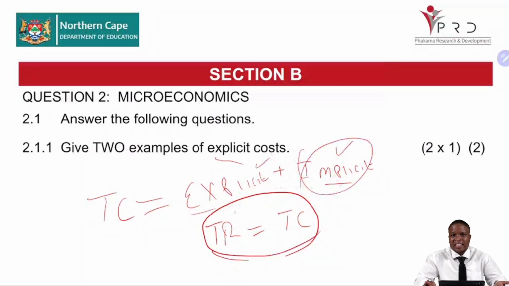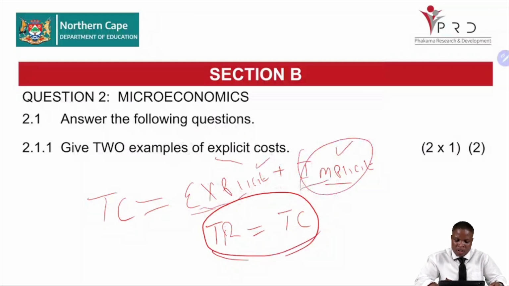So let's look at an implicit cost example. You decide to open a tuck shop at home. There's a garage, there's no car, so you decide to use the garage to open a tuck shop. So your explicit cost will be what? Buying shelves, so that you can install shelves in your garage, buying of stock. That is all your explicit cost, the cost that goes towards the business, right?